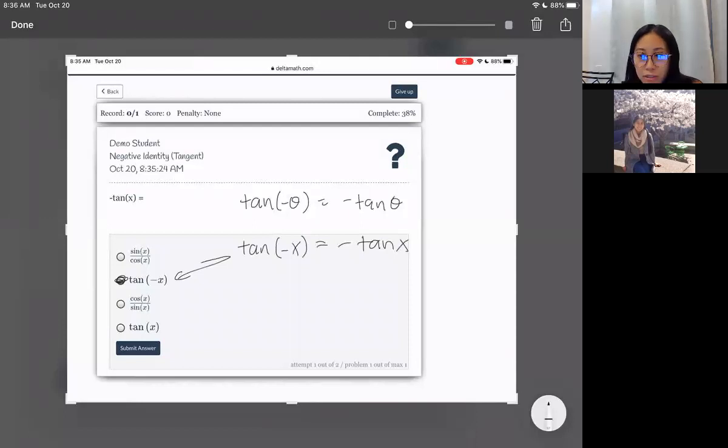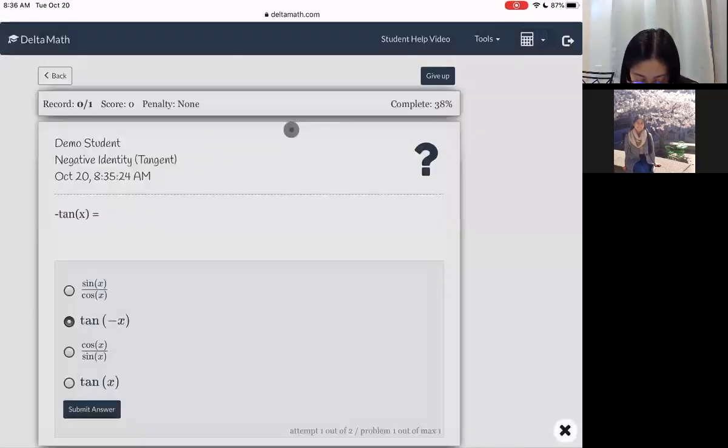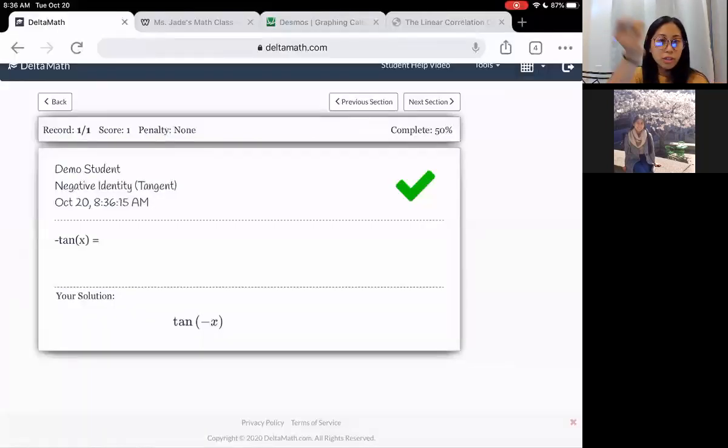Any questions? Okay, and we're submitted. So you guys can do the secant, cosecant, cotangent on your own. Otherwise, I just did all the problems with you. But that was it for the negative identities.